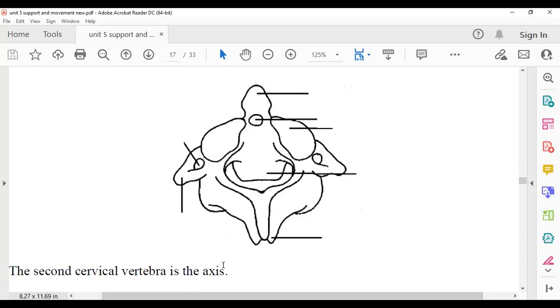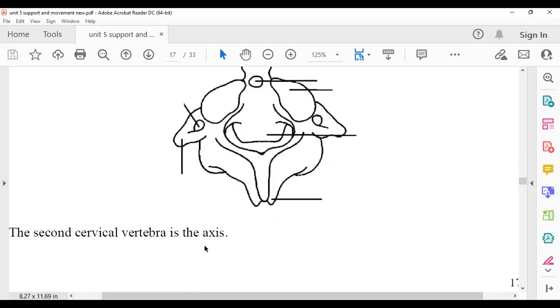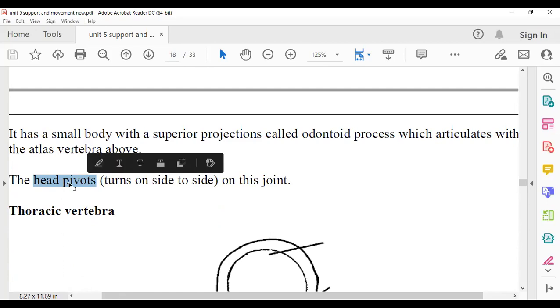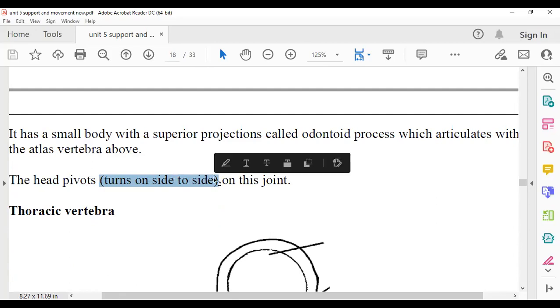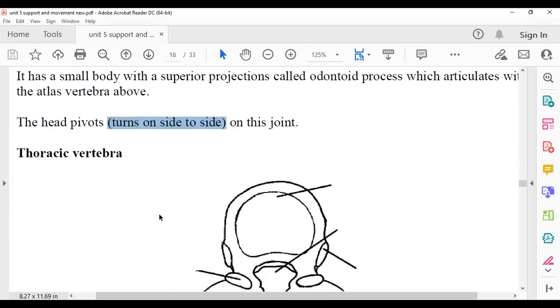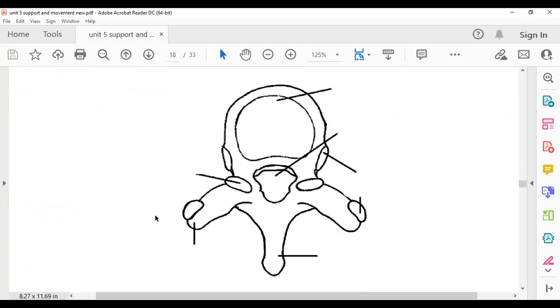Right. So the joint that helps you turn your head side to side is the pivot joint. Pivot joint, helping to turn both sides. Okay, right. Now the thoracic vertebra.